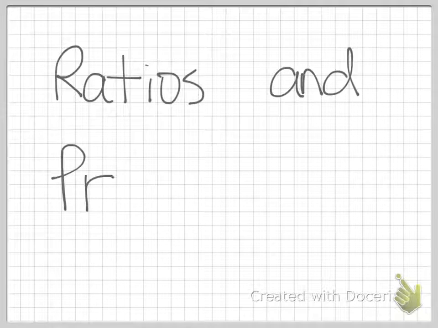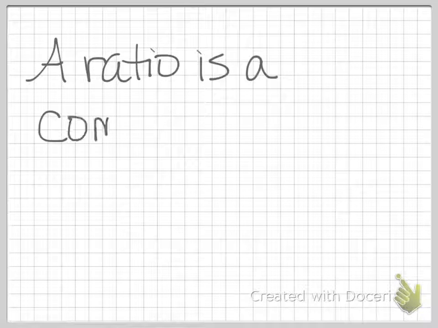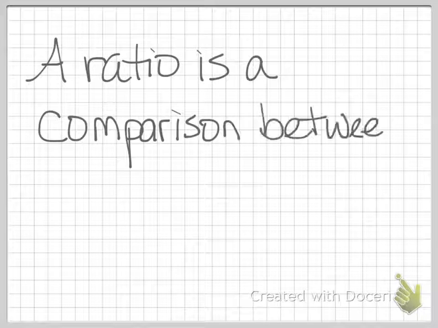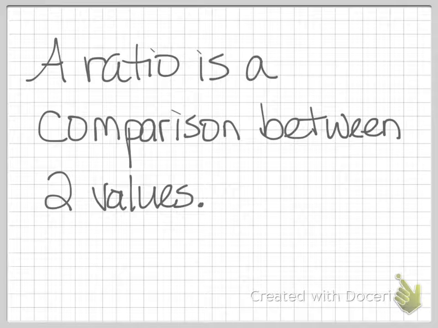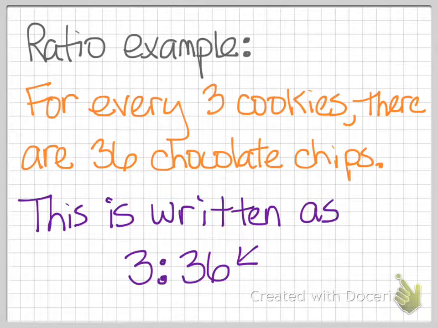Alright folks, this is a flipped lesson on ratios and proportions. We're going to start off with some vocabulary and then go into how to do this. A ratio is a comparison between two numbers, or two values. A proportion is an equivalent ratio, kind of like a pair of equal fractions.